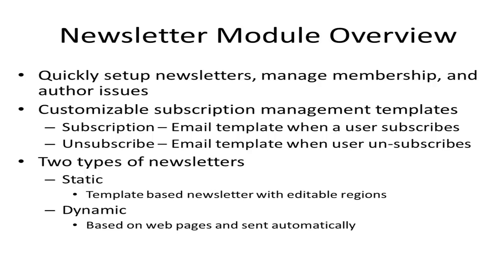Out of the box, Kentico provides two types of newsletters. The first is a static newsletter. Static newsletters are based on predefined templates with editable regions. These templates are prepared by a web designer and contain the overall layout of the newsletter, while the newsletter author simply enters the text of each particular issue.